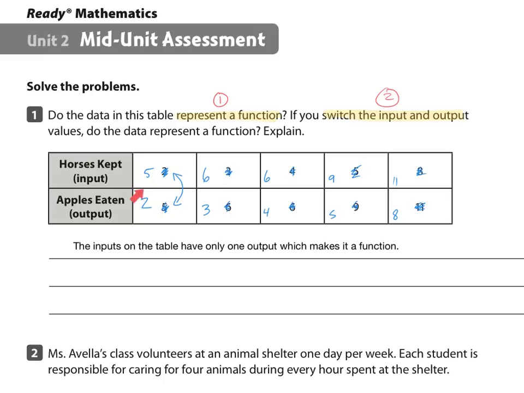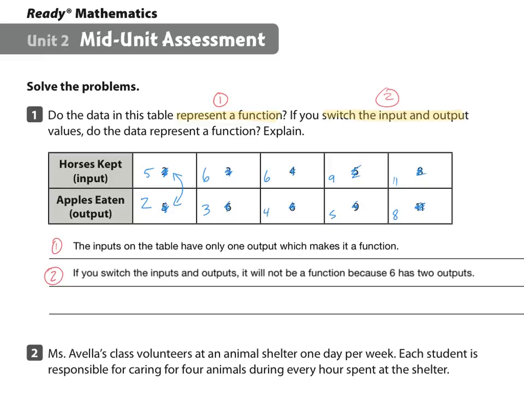So now if you look, you have 5 is going to 2, which is fine, but when you get to 6, 6 gives you 3, but 6 also gives you 4. So that means that one input of 6 can either go to 3 or to 4, which means that the input has 2 different outputs, which doesn't make it a function. So we have answered question 1 and also question 2. This question is worth 2 points. So make sure that you write right here a +2.